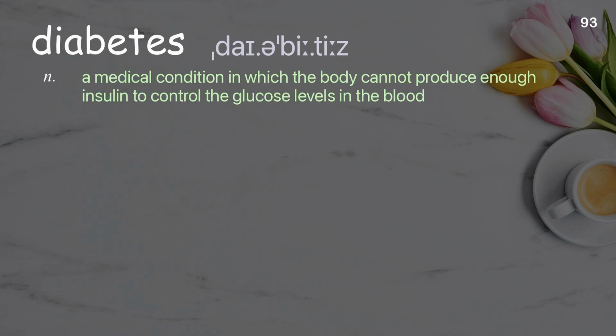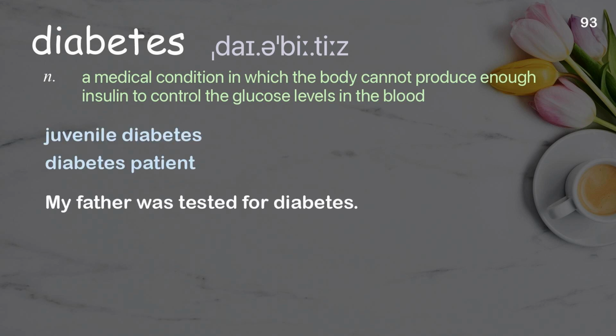Diabetes. A medical condition in which the body cannot produce enough insulin to control the glucose levels in the blood. Examples: juvenile diabetes, diabetes patient. My father was tested for diabetes.